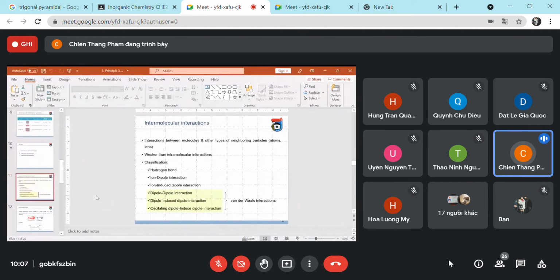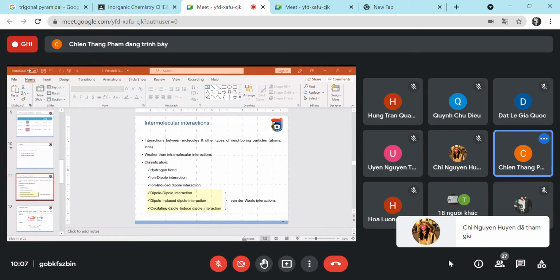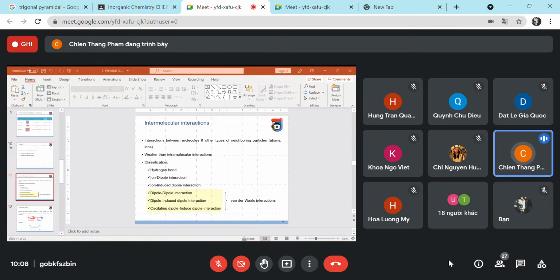Hello, can you find the lecture note on Google Drive? I have found it. Okay, nice. So when I keep the lecture note on the Google Drive, it means that you don't need to take notes of what is mentioned here. However, at some important points, you should write down in your notebook. Okay.